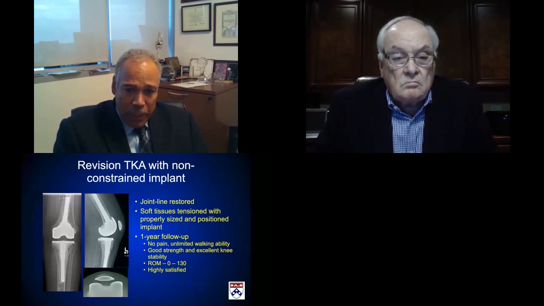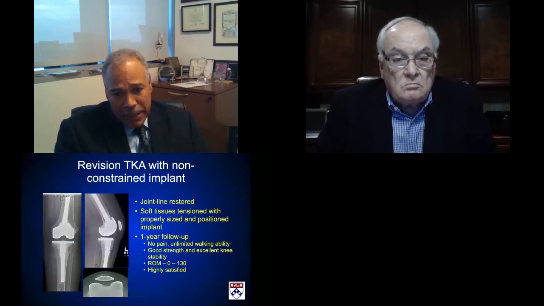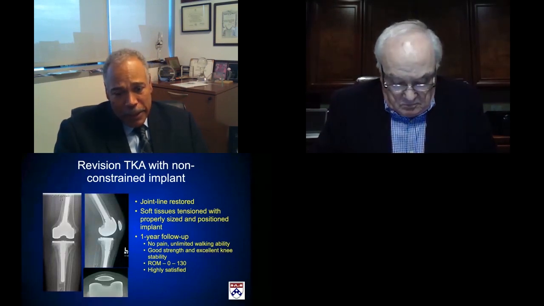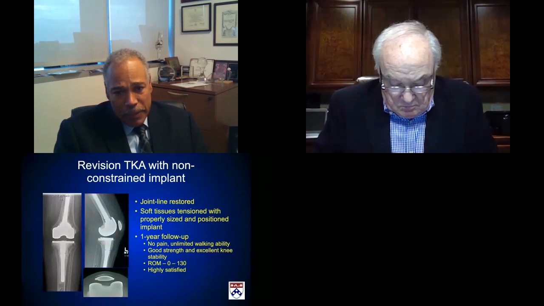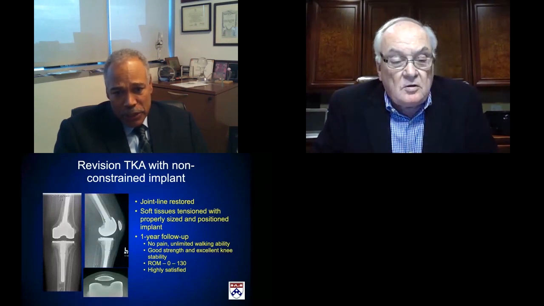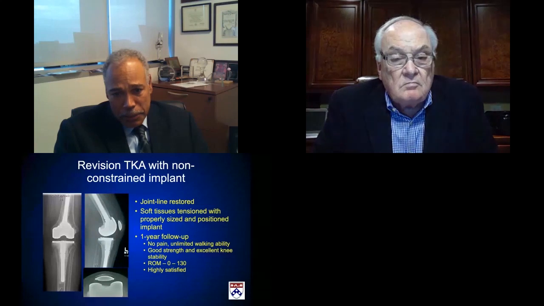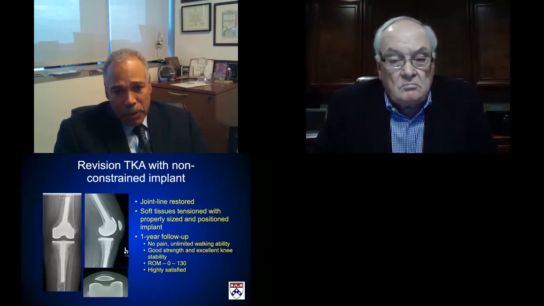So in this setting where it was both loose and unstable, if we bring the joint line back down to its normal location and use an appropriate sized implant and get good stability, we can get good stability in both flexion and extension without use of constraint, just by tensioning the collateral ligaments. And this person had a very, very good result. Next.